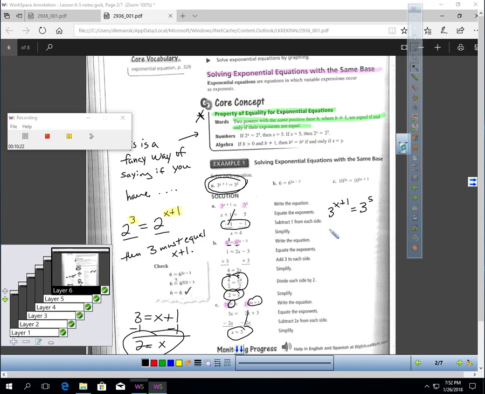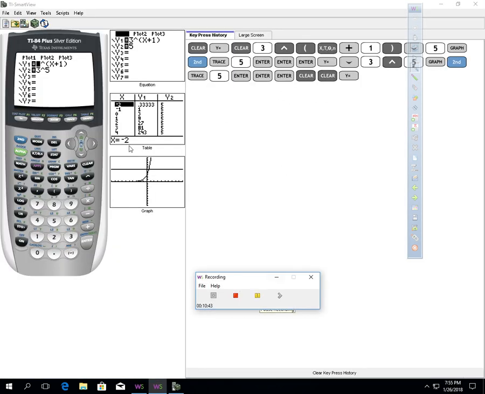We're going to write two equations, y equals 3 to the x plus 1 power and y equals 3 to the 5th power. We're then going to take both of these equations and type them in our calculator. So let's do that together. So in your calculator, hit the y equals key and type in the first equation.